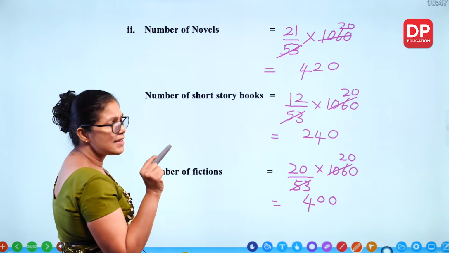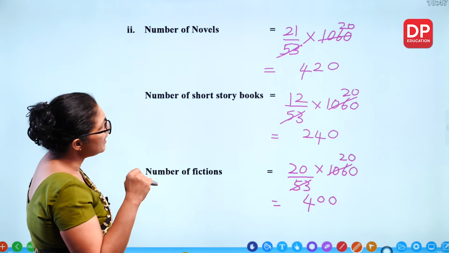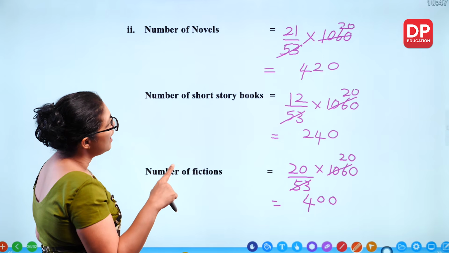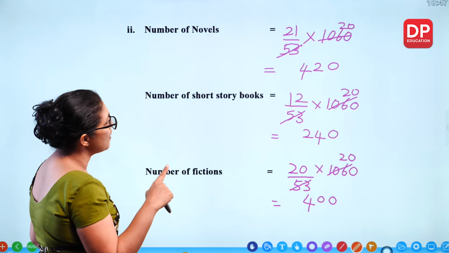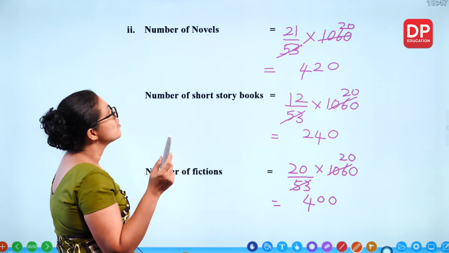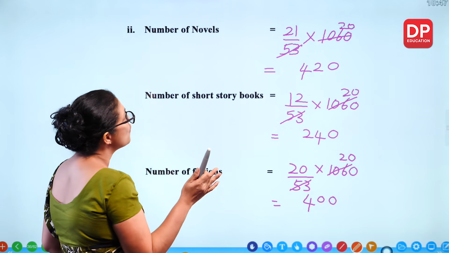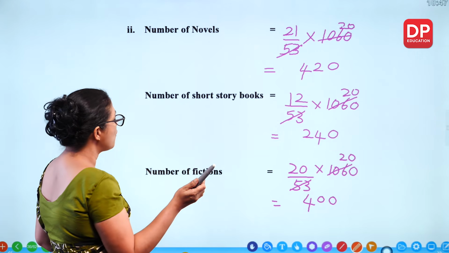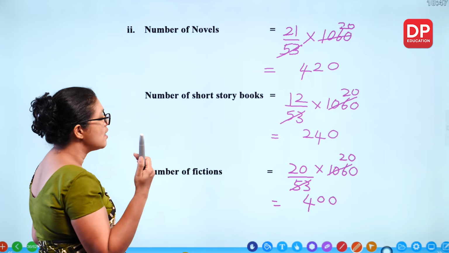Now we'll check whether this is correct. Add all three. You get 0, 6, and here 4 plus 4, 8 plus 2, 1060. So the number of novels is 420, number of short story books 240, and number of fictions 400.